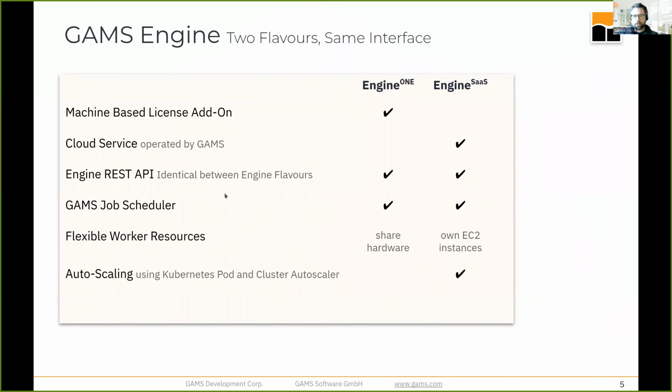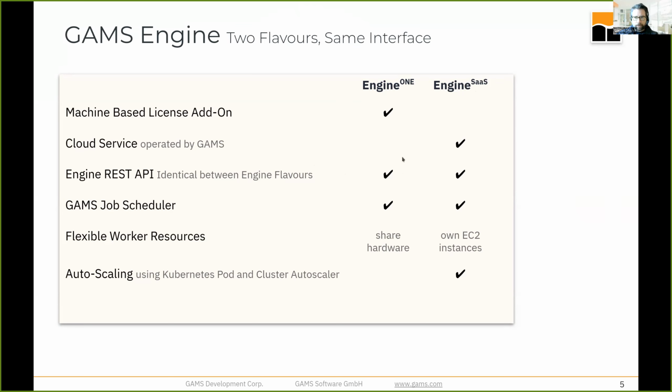So Engine comes in two different flavors. One is called Engine 1, which is essentially an add-on for our machine-based GAMS licenses. That is a system that runs on your own hardware on a single server. And the other one, which is brand new, which was only released in late January 2022, is called Engine SaaS. That's a cloud service operated by us, currently running in the AWS data center.